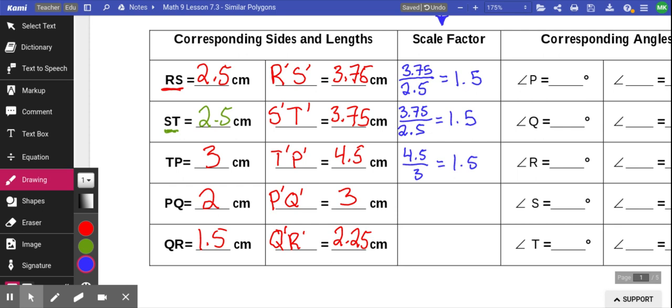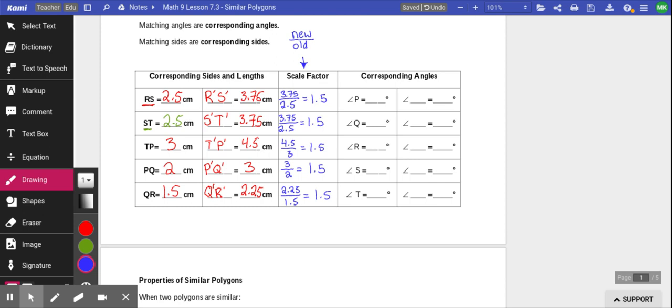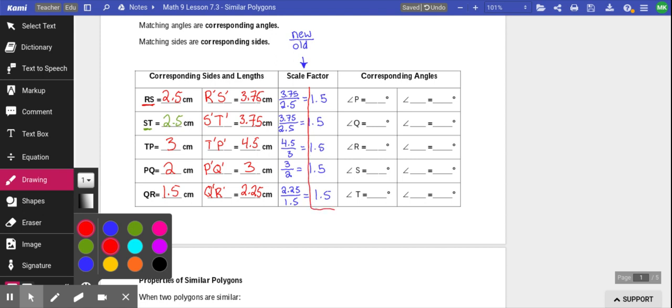All right, so if we keep going, we would do our new, which was 3, divided by our old, which is 2, which equals a scale factor of 1.5. If you look at your last one here, we have 2.25 divided by 1.5. That's a scale factor of 1.5. Beautiful. I'm going to double check that that is right in my calculator. It is. It's 1.5. When you have a shape where all scale factors are the same, and if you look, these are all the same scale factors, that means you have similar shapes.